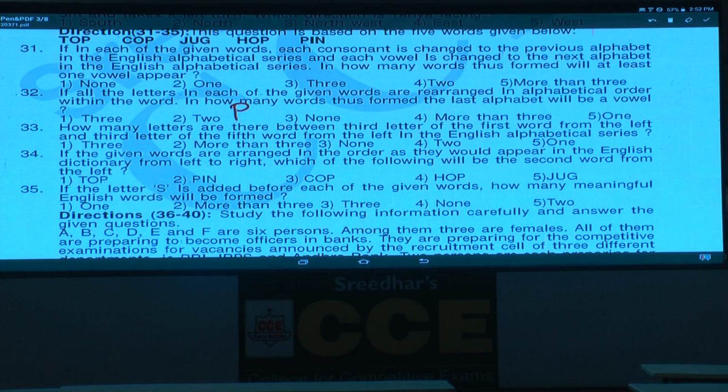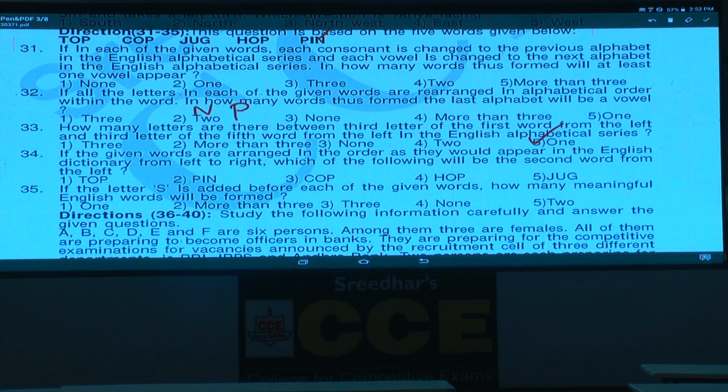How many letters are there between the third letter of the first word from the left and the third letter of the fifth word from the left? The third letter of the fifth word is what? N in the English alphabet. Now how many letters are there in between N and P? Tell me how many are there? There is only one letter. Only one, and it is given in choice 5.